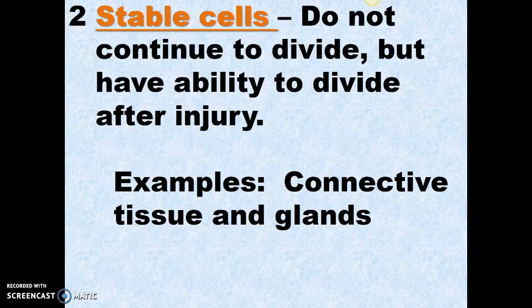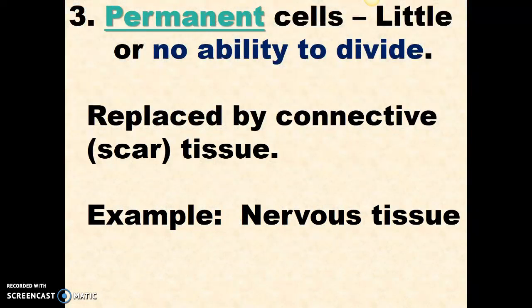There's the stable cells. They do not continue to divide, but if you have an injury, they can repair themselves. So connective tissue, glands, your liver. Then there's permanent cells. They have little or no ability to divide. They're replaced by connective or scar tissue. For example, your nerves. If you sever a nerve, they put it back together, it can re-anneal, but if you cut a nerve, chances are it's not going to replace itself.